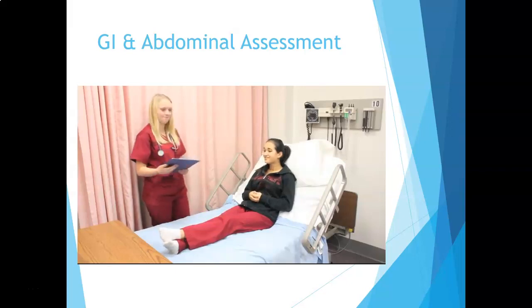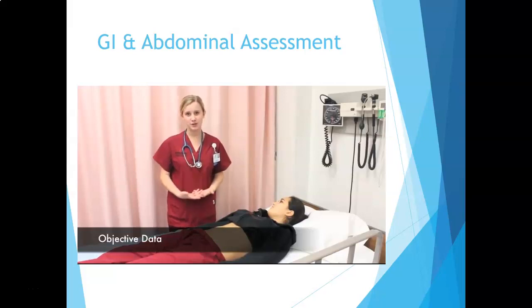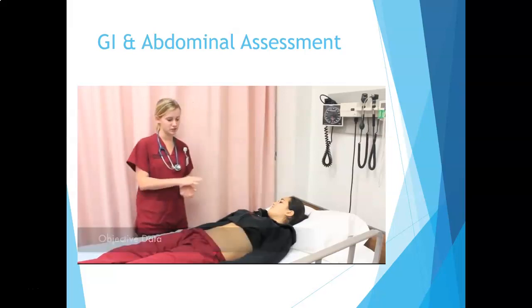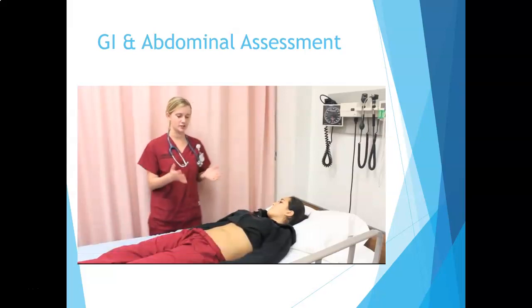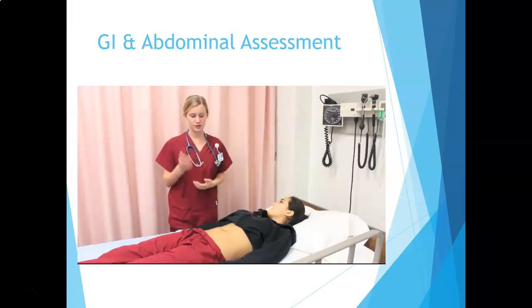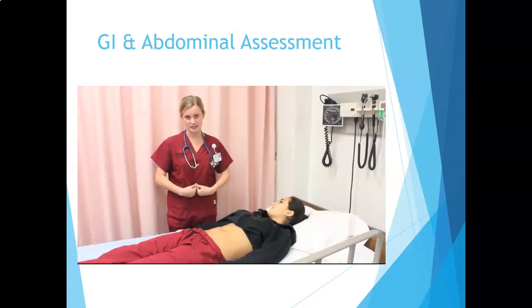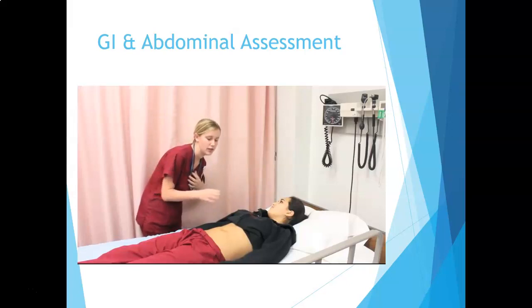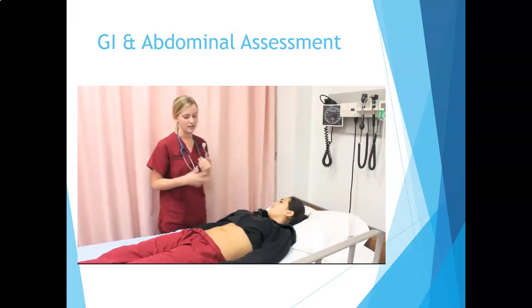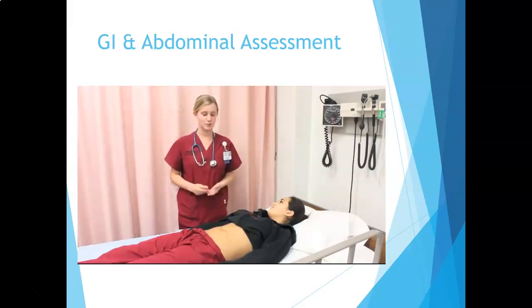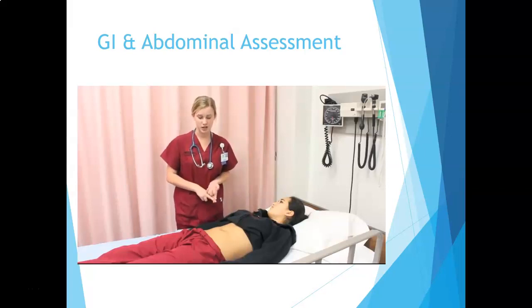Thank you. Okay, so first I'm going to start with inspection. So I'm going to look at the patient's contour and look for symmetry, and hers is flat. I'm also going to look at the umbilicus, which is midline and symmetrical. I'm looking for aortic pulsations, and then I'm also assessing the skin. So I'm looking for any lesions, any scars, any obvious bulging or distension or ascites.